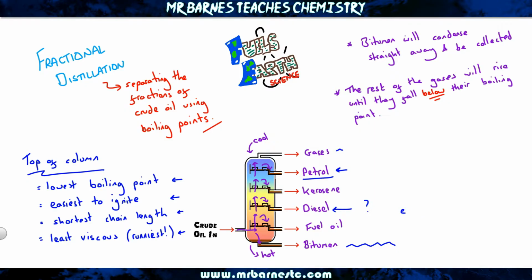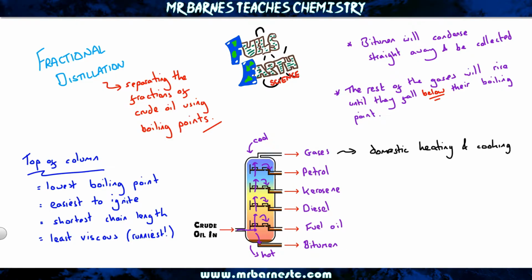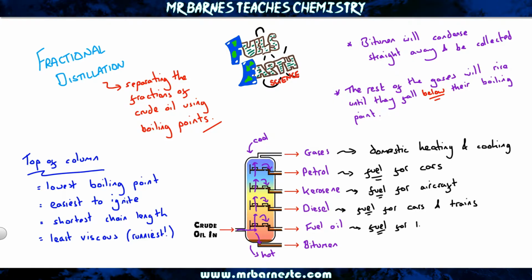The last thing you need to know on fractional distillation is the uses. So nice and simply, gases are used in domestic heating and cooking. Petrol is used as a fuel for cars. Make sure you say the word fuel. It's not just used for cars, it's a fuel for cars. Kerosene is a fuel for aircraft. Diesel is a fuel for cars and trains. Fuel oil is a fuel for large ships and power stations. And bitumen is used for surfacing roads and roofs.